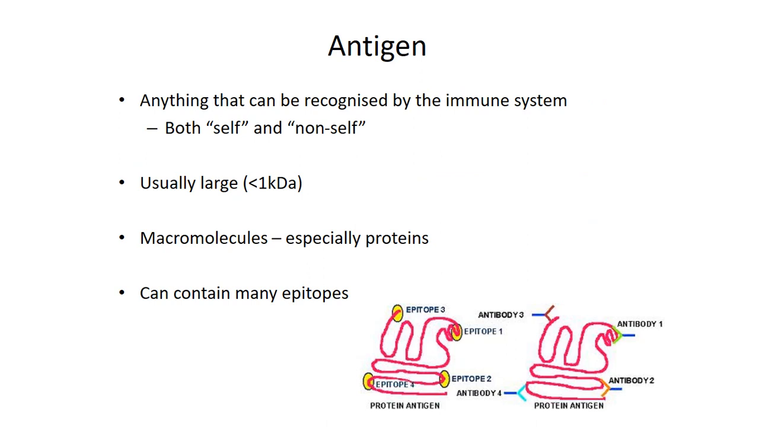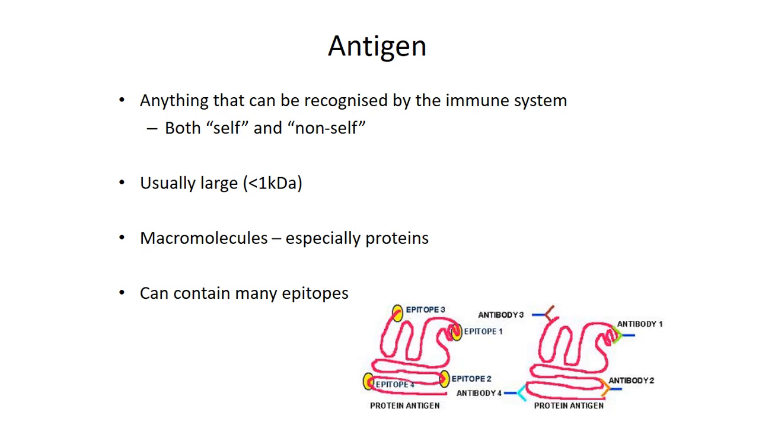But getting right back to the basics, what is an antigen? An antigen is anything that can be recognized by the immune system. Now this can be self, our own proteins, but it can also be non-self, such as pathogenic cell wall components and things like that. Now usually they're quite large, and they're usually proteins, but the one thing to note is that these antigens can contain many binding regions that the immune system recognizes, and these binding regions are called epitopes.